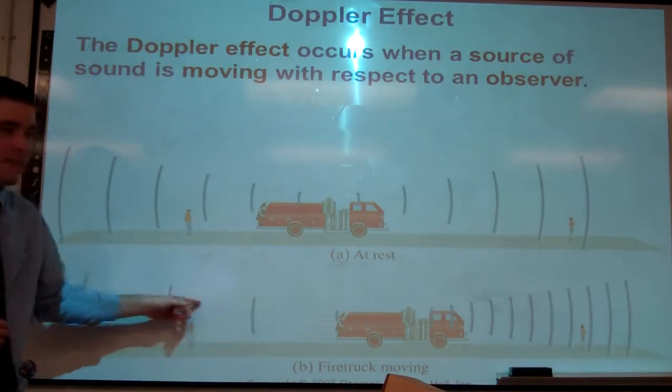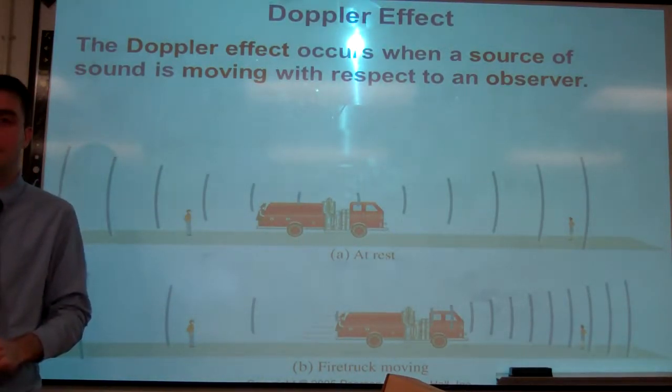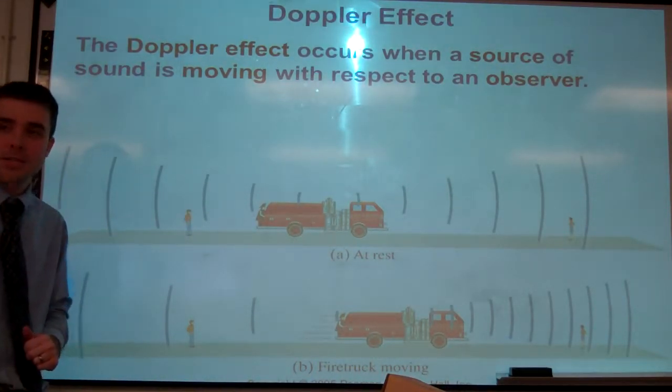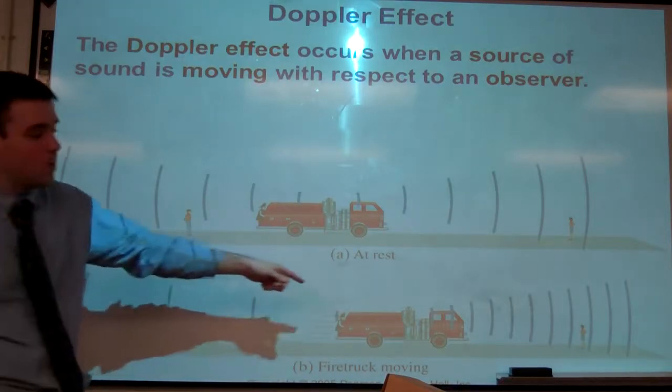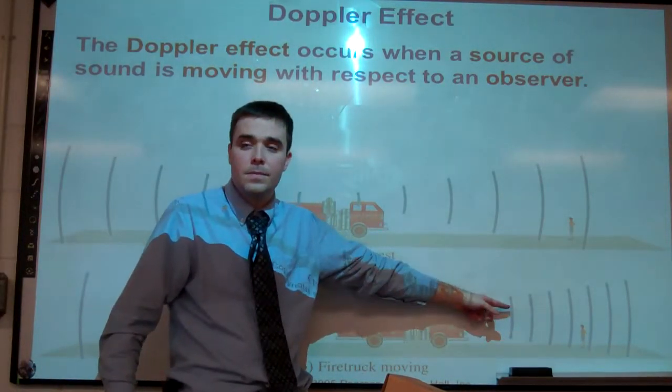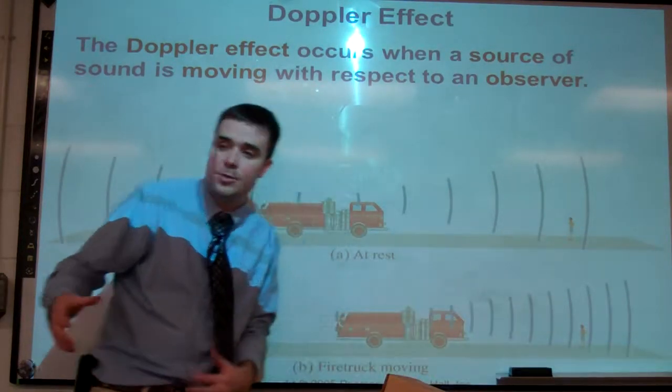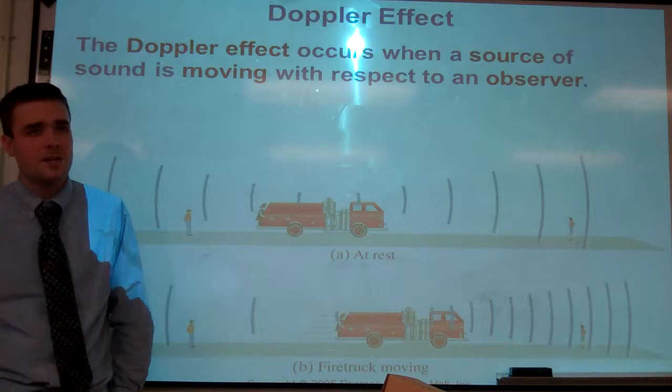So the frequency on this side is lower, so after the car goes by, when something's gone by you, the frequency gets lower. When it's moving toward you, now they all stack up, and the frequency you hear is higher because you're getting more compressions per second. Does that kind of make sense to everybody?